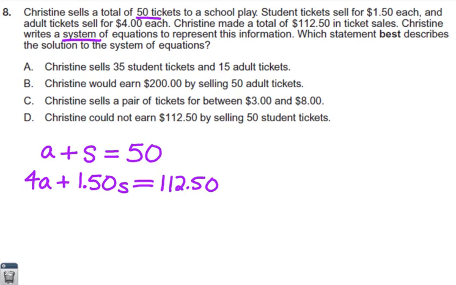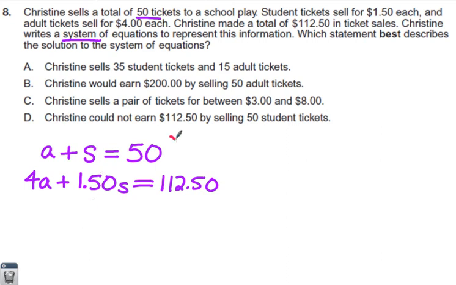Okay? And so now that I have a system and they want me to speak about the solution, well, I need to solve. So once again, I'm going to choose the elimination method, which means I'm going to want to add my equations together, but not unless my A's are opposites and will add up to 0, or my S's are opposites and will add up to 0. They are not. 1A and 4A, not opposites yet. 1S and 150S, not opposites.